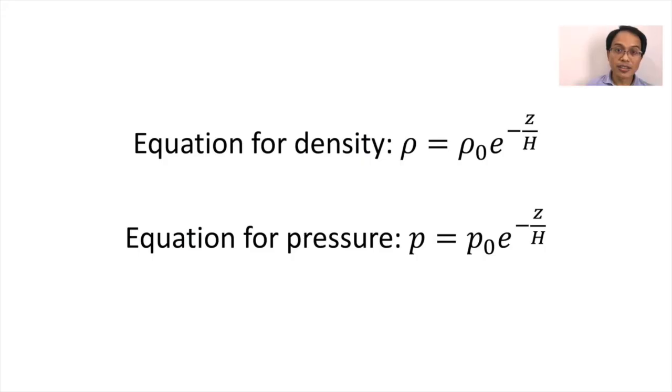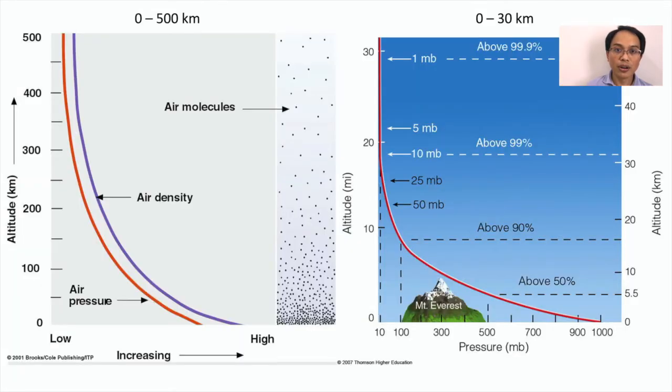The air pressure and density decrease exponentially with altitude because the number of air molecules in the atmosphere gravitates to the bottom of the atmosphere. It spreads out to lower values going up to the 500 kilometer level.